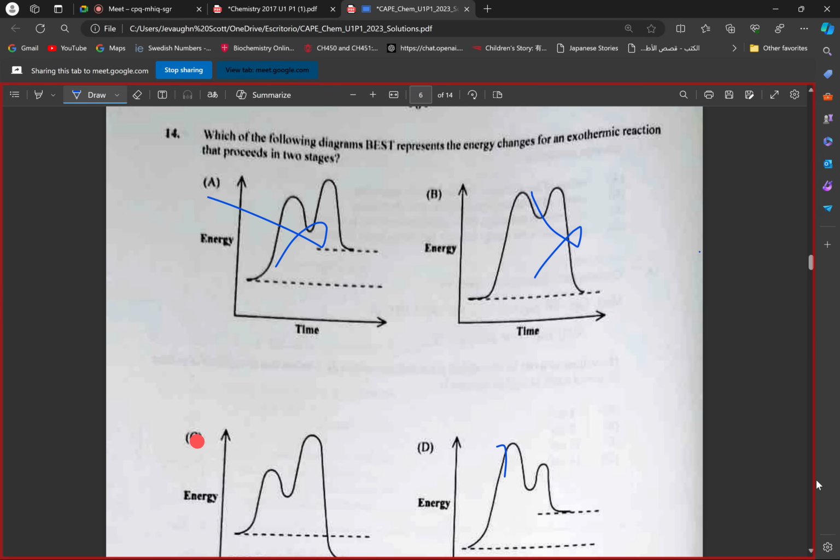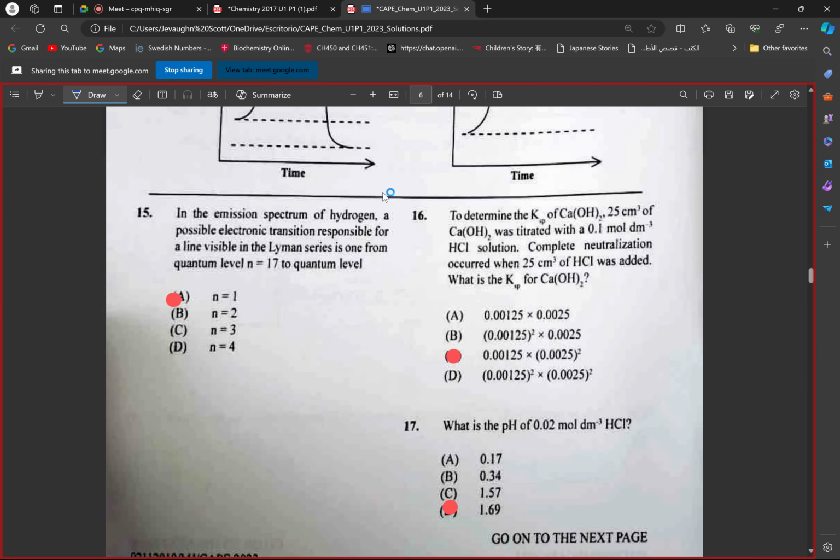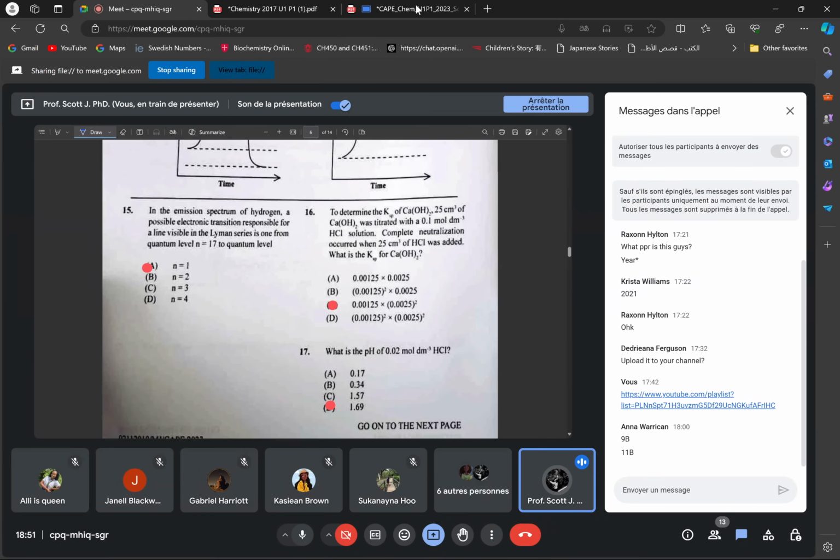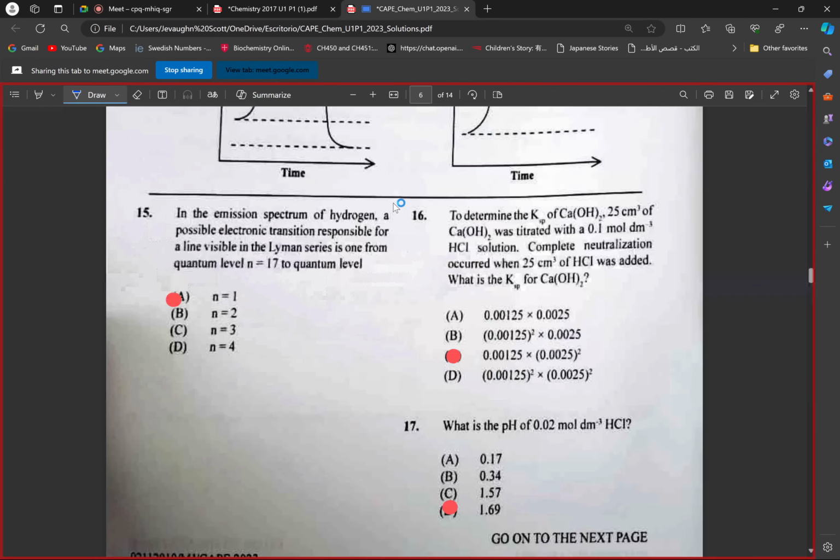All right. In the emission spectrum of hydrogen, a possible electron transition responsible for a line visible in the Lyman series is one from the quantum level of n equals 70 to 2, right? One is Lyman, two is Balmer, three is Paschen, and going up. So one is Lyman, that's lovely.